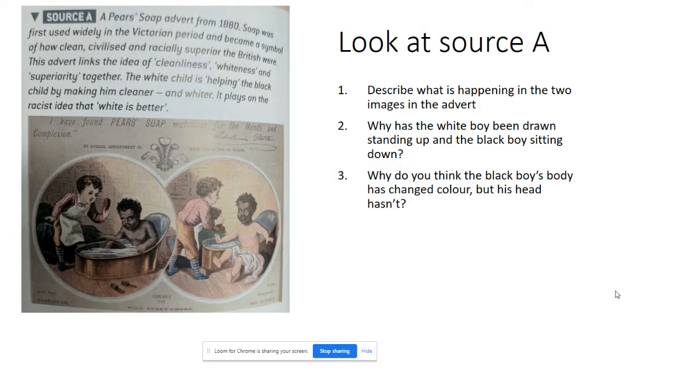We also started to look at source A. I want you to pause the video here and just remind yourself of these questions and have a look at this source. Pause the video here.